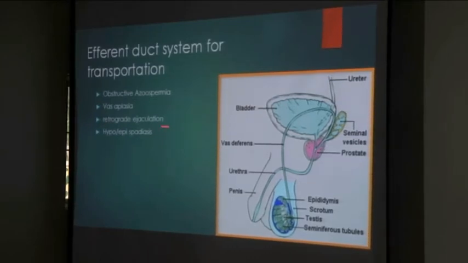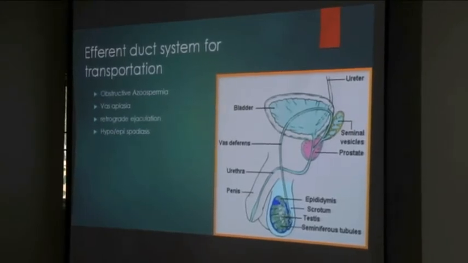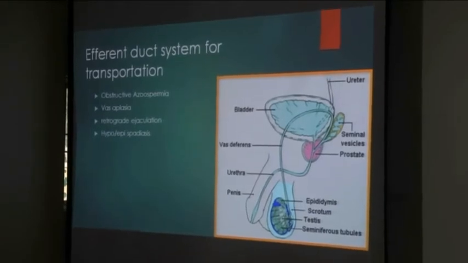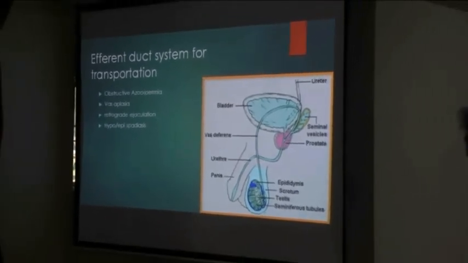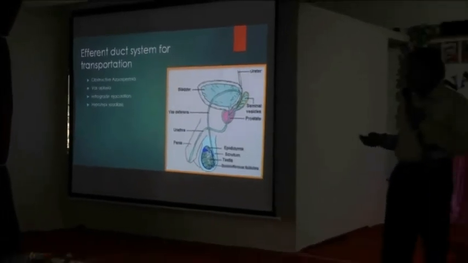And then retrograde ejaculation. During ejaculation, the bladder neck will close and these contents are propelled out to the exterior. In some cases, the bladder neck will not close, and it will escape into the bladder, the retrograde ejaculation. And then hypospadias or epispadias, the structural defects. The penis will have an opening at the bottom or on the top of the penis, not on the tip of the penis. So this is again an abnormality. By all means, he may not be able to ejaculate properly and infertility may remain.